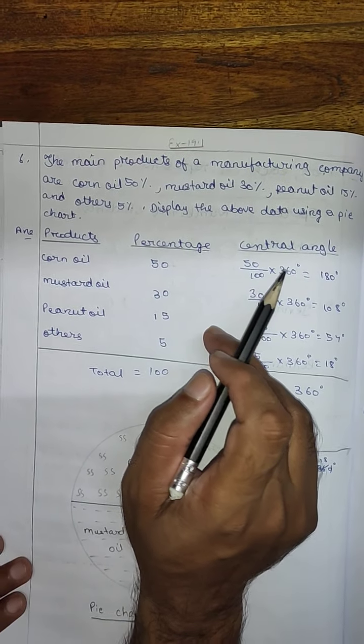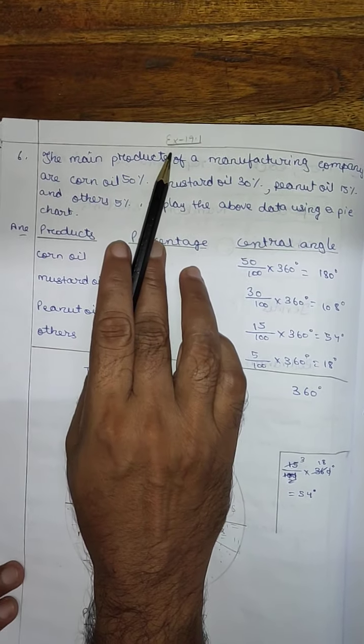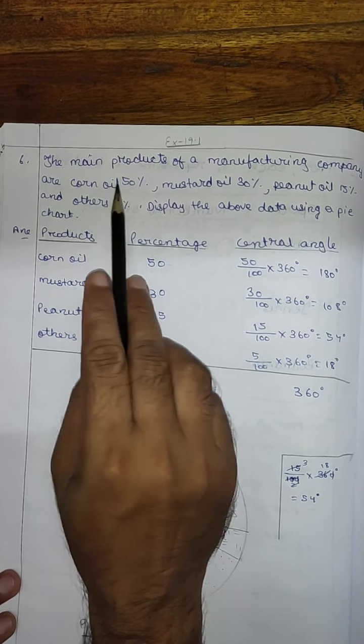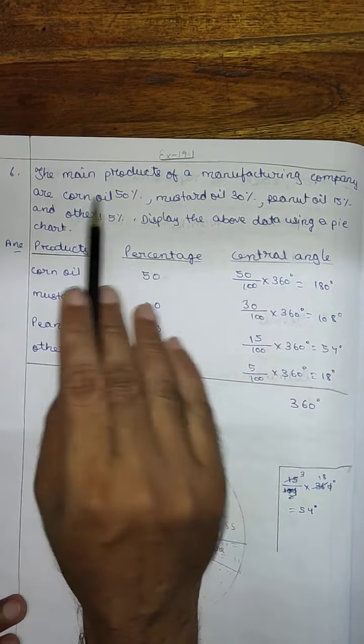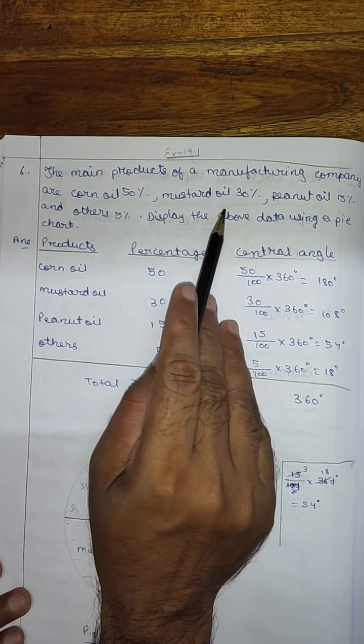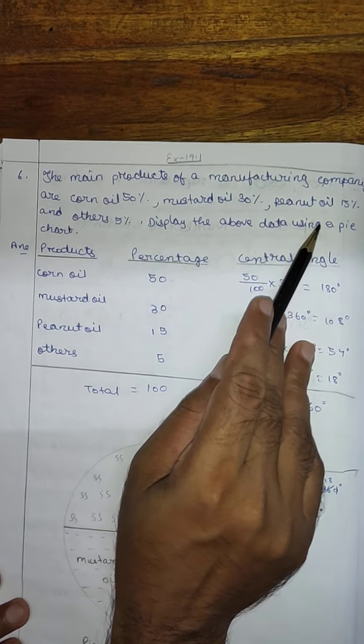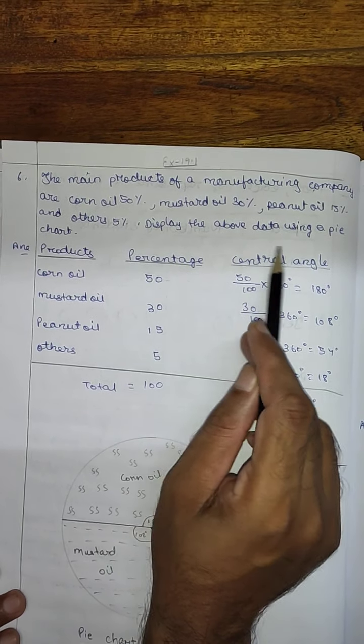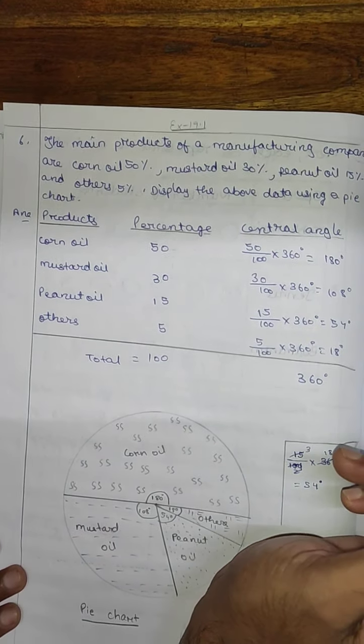Today I'll teach you one pie chart. We are in exercise 19.1, question number 6. The main products of a manufacturing company are corn oil 50%, mustard oil 30%, peanut oil 15%, others 5%. Display the above data using a pie chart.